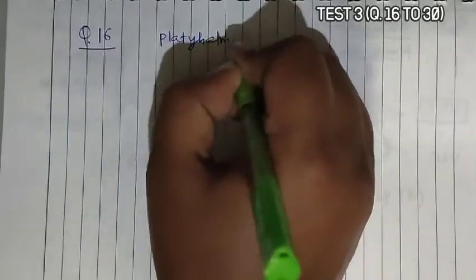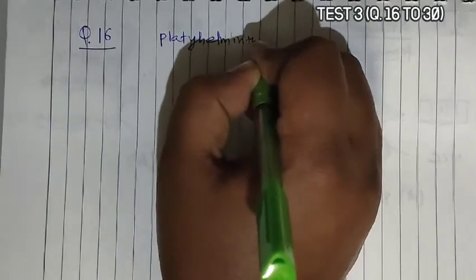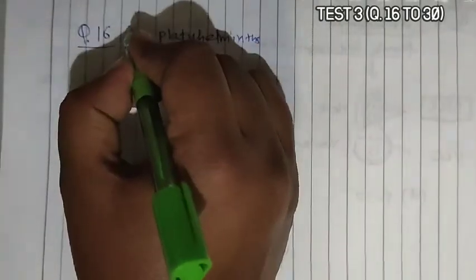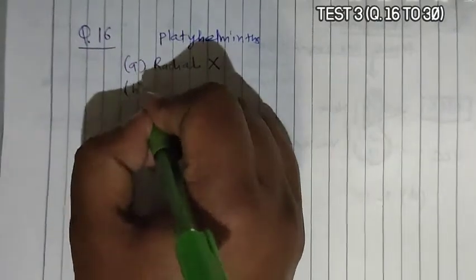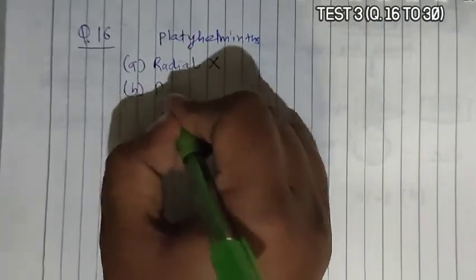Question 16. In contrast to annelids, the platyhelminthes show. So we have to select, in contrast to annelids, with respect to platyhelminths. Now the first option is radial symmetry. Radial symmetry is not present in both of them. Option B, the presence of pseudocoel.